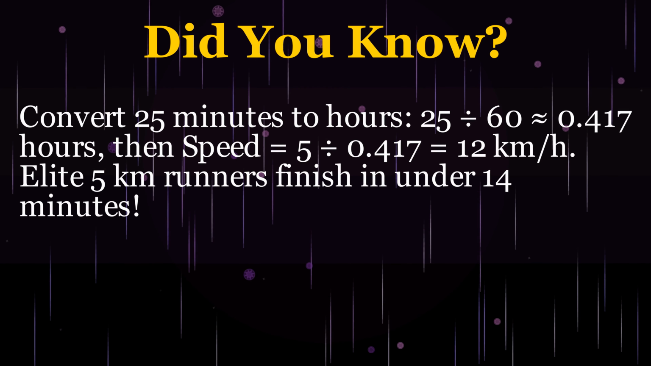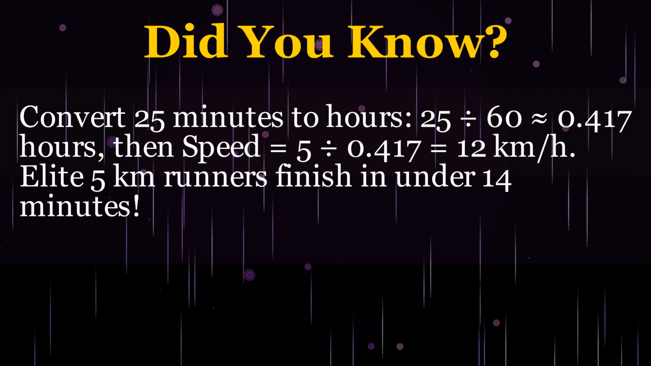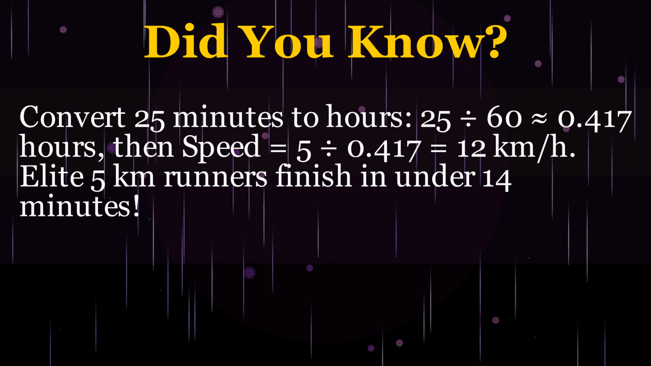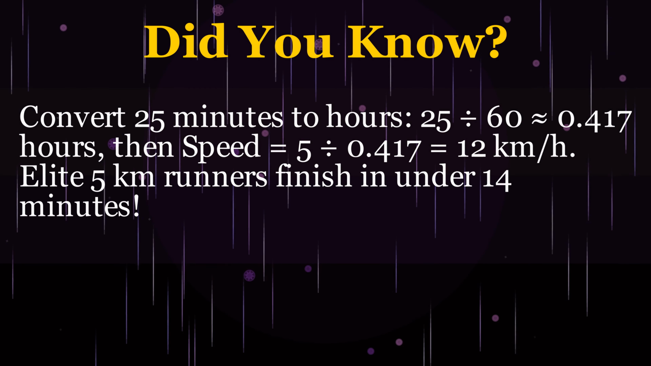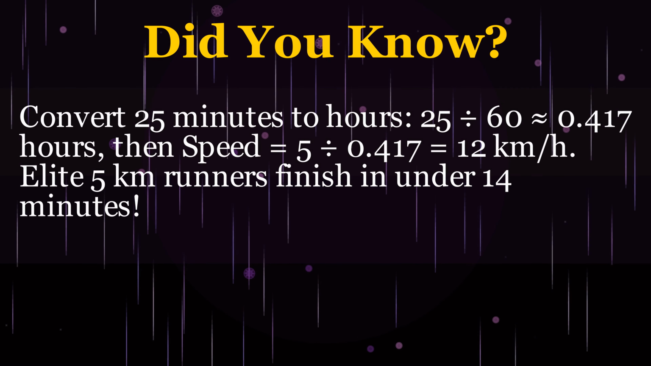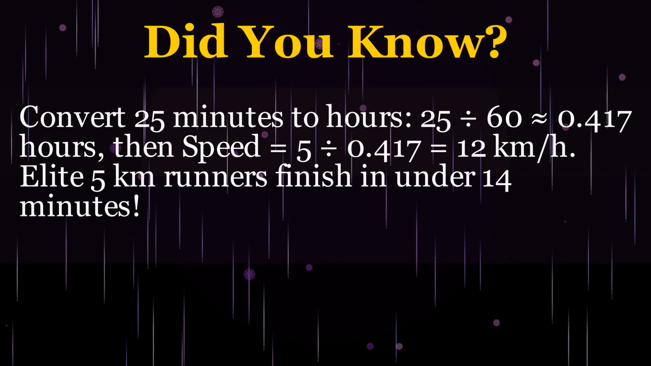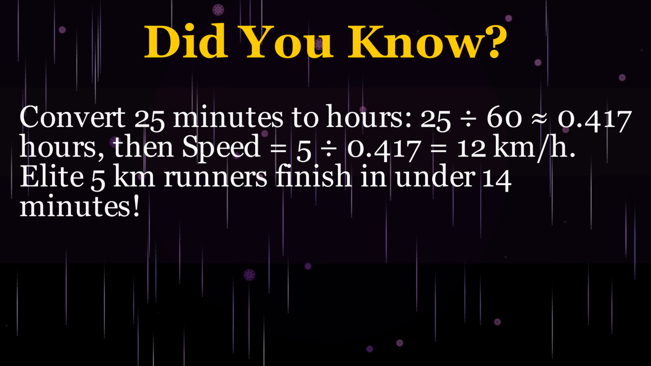Here's something cool, convert 25 minutes to hours, 25 divided by 60 is approximately 0.417 hours, then speed equals 5 divided by 0.417 equals 12 km per hour. Elite 5 kilometer runners finish in under 14 minutes.